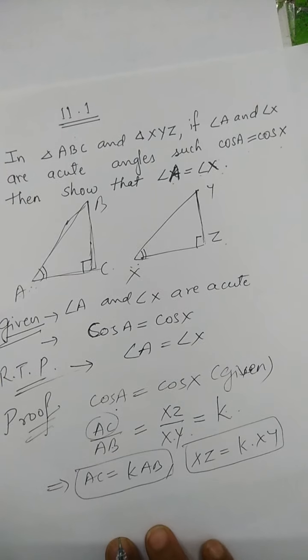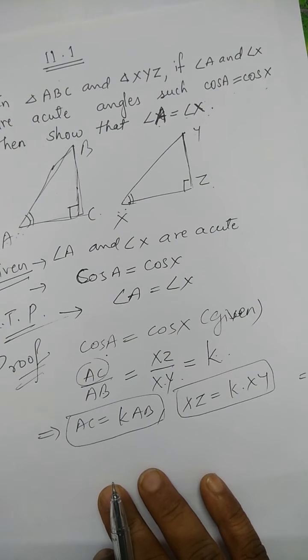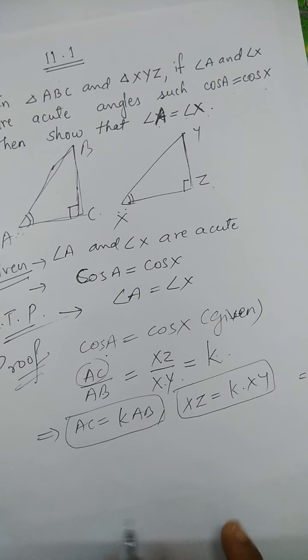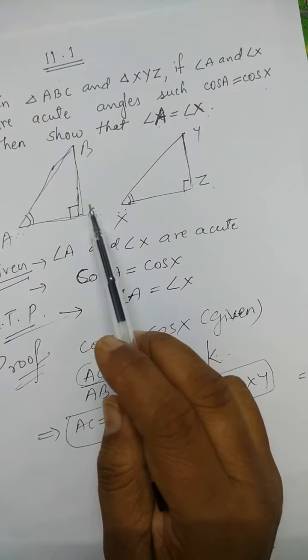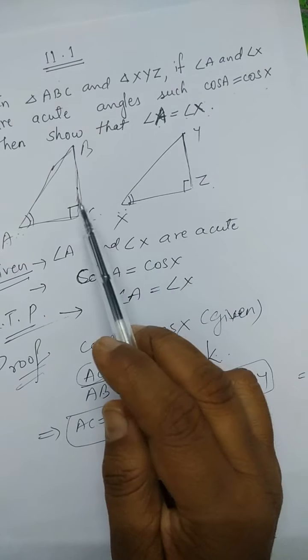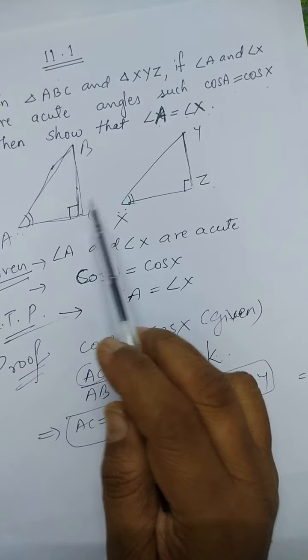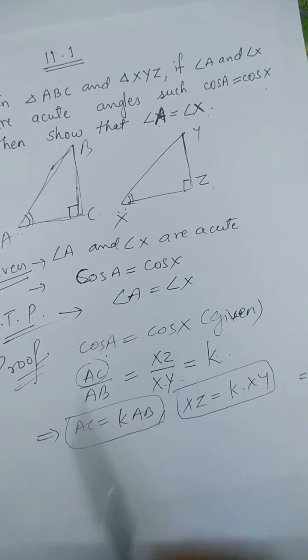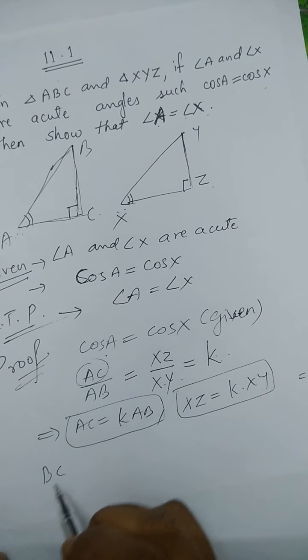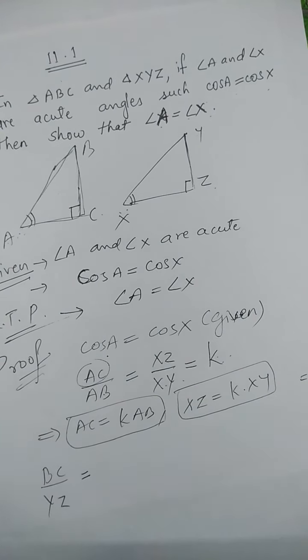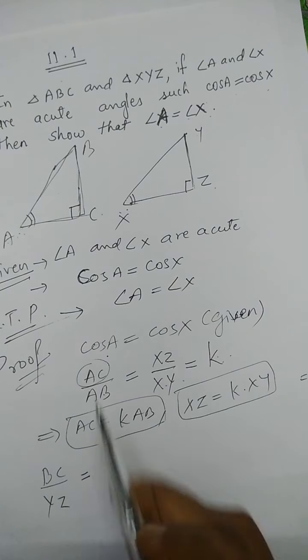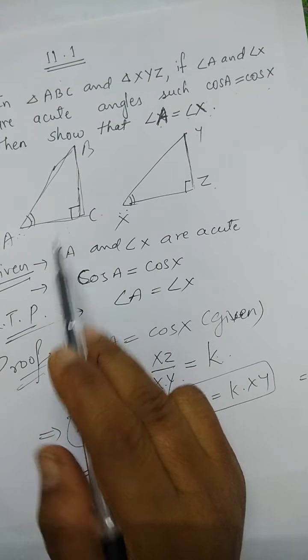So here the adjacent side is considered, the hypotenuse is considered, the opposite side we have not considered. So now we will find the ratio of opposite sides, the corresponding opposite sides of both the triangles. So BC upon YZ. Apply the Pythagoras theorem in triangle ABC.